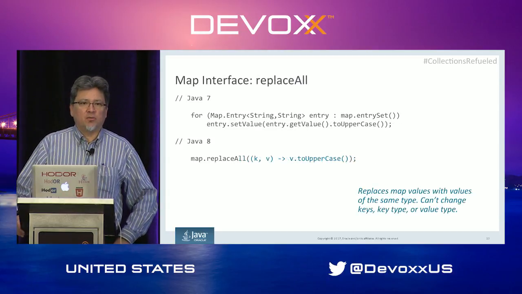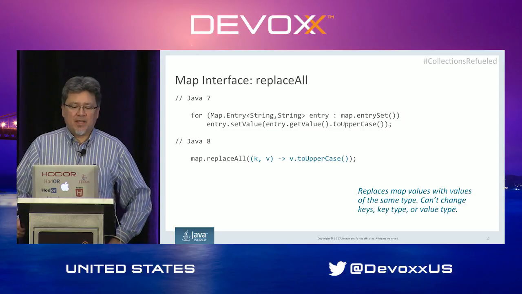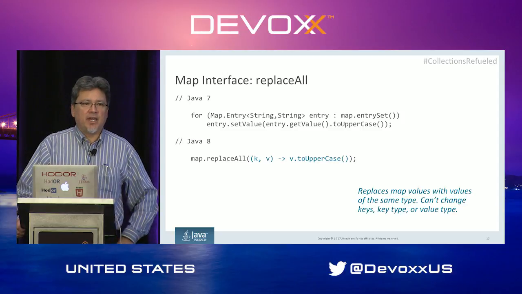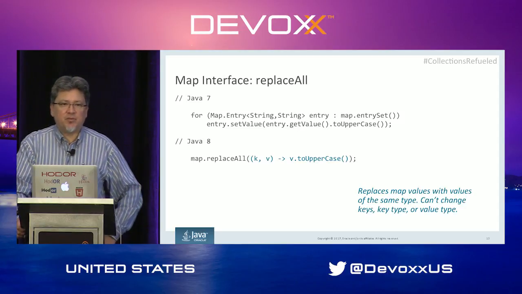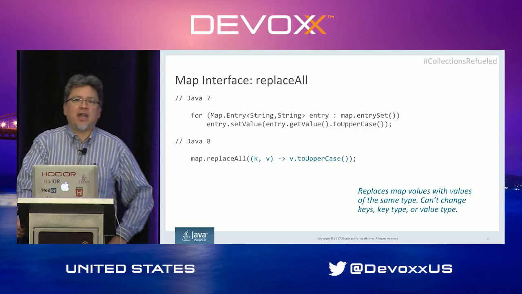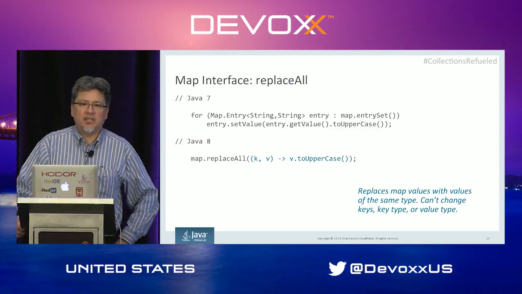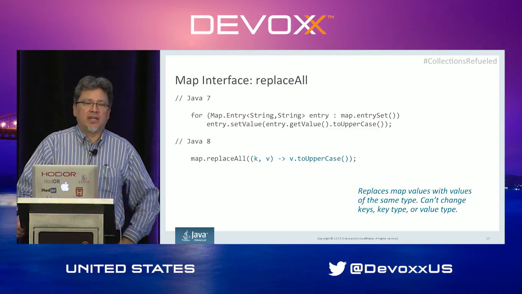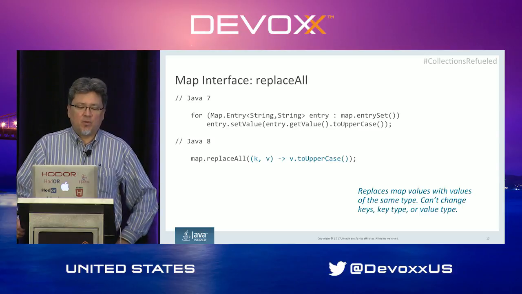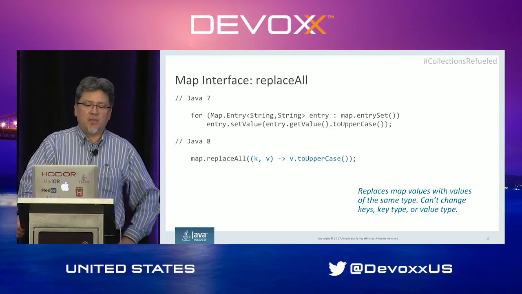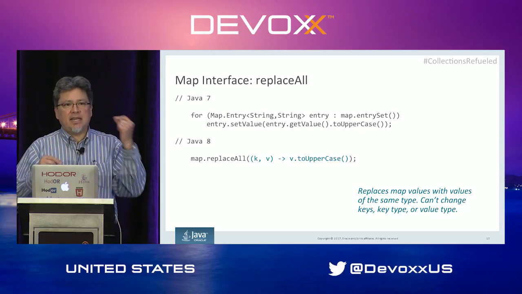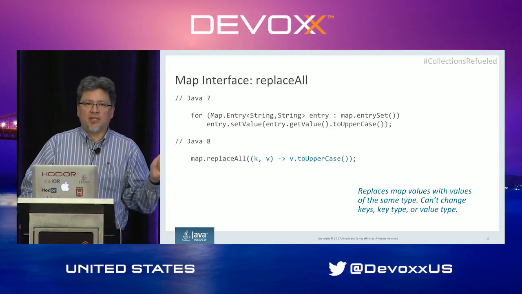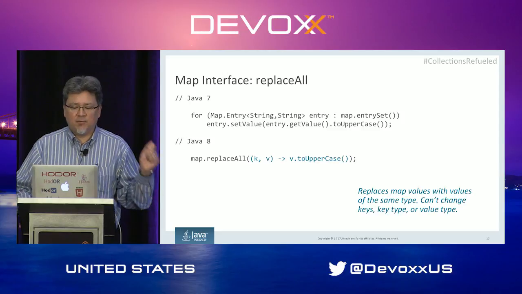Similar to list, there's also a ReplaceAll on map. In Java 7, you had to write a for loop over each entry. MapEntry has a setValue method, so you can actually modify the underlying entry in place. But ReplaceAll does that for you. The semantics here are, this takes a lambda that takes two arguments, the key and the value, and the return value is the replacement value.